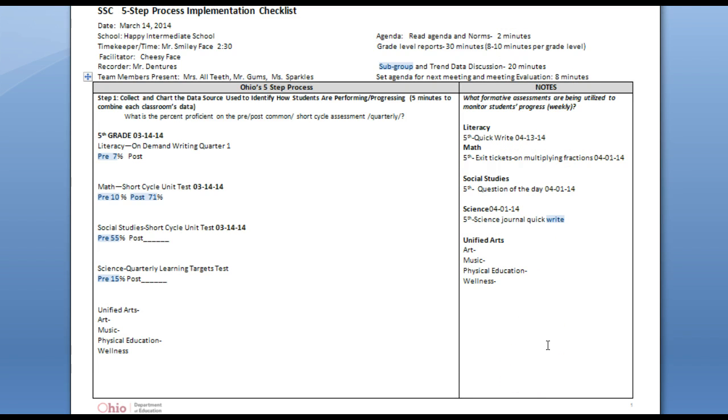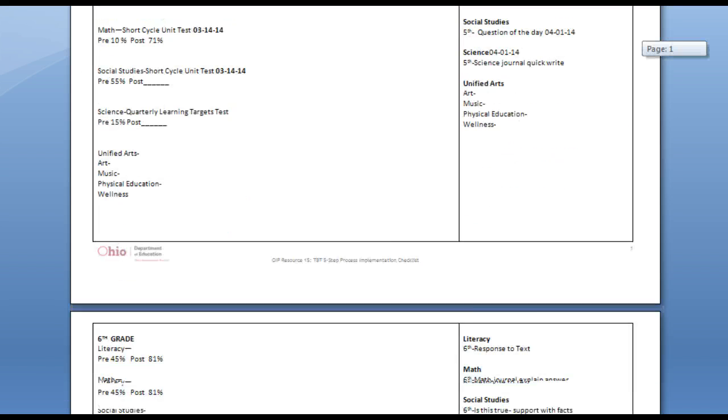Sometime during the SSC and BLT reporting times, BLT members are reporting on quarterly, common assessment, short cycle information, or they're reporting on progress monitoring. Left-hand side is utilized for quarterly, common assessment, or short cycle assessment information. Right-hand side is used for progress monitoring of the common assessments that were administered. So they used their quick write on April. That's what the reporting they did.